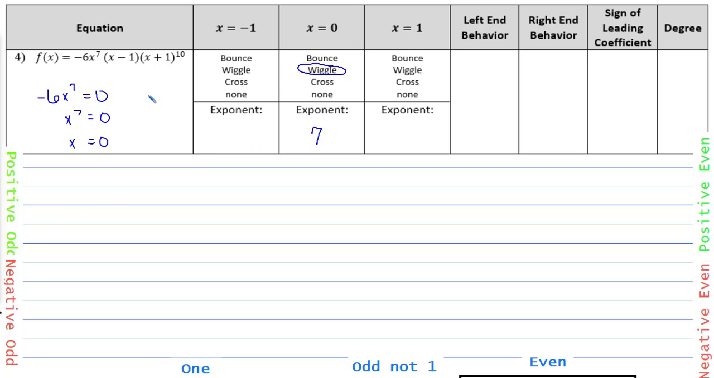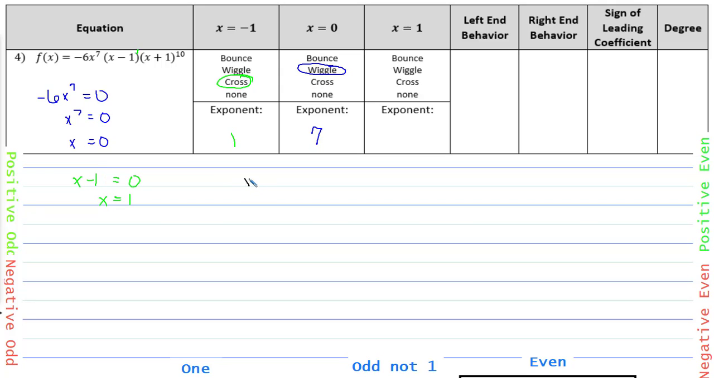Then I'm going to take the x minus 1 and set equal to 0. So x is equal to positive 1. And my exponent is understood to be a 1 if nothing is written. And so therefore it's a cross.